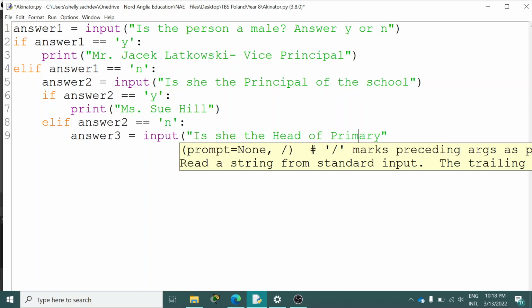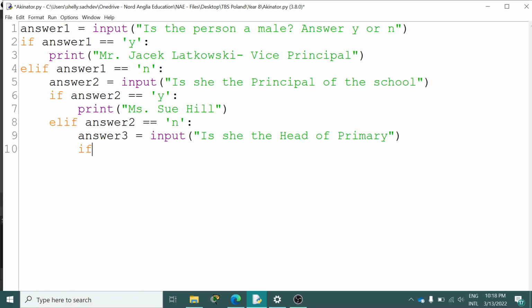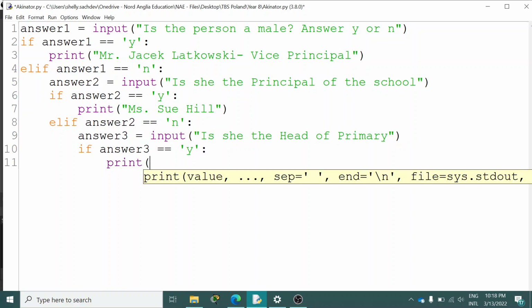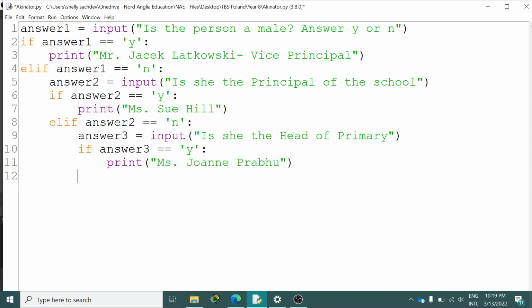Is she the head of primary school? If the answer that I received is equal to y, so yes, I can print, I can say that it's Miss Joanne Prabhu whom I'm talking about. But if answer 3 is equal to n, it's a no.